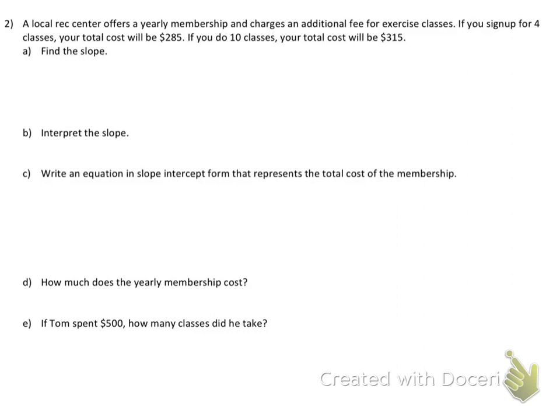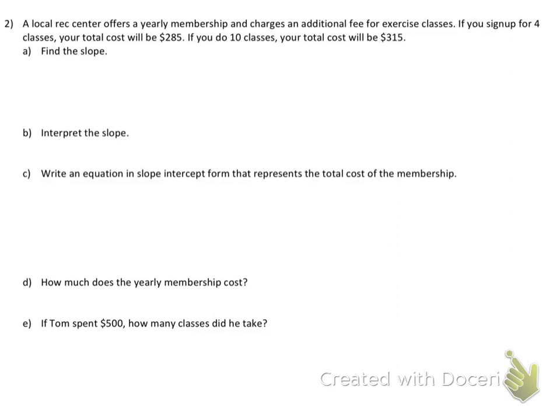A local rec center offers a yearly membership and charges an additional fee for exercise classes. If you sign up for 4 classes, your total cost is $285. If you do 10 classes, your total cost will be $315. So just at first glance, we don't know what the slope is. We don't know what the cost per class is. We also don't know what the yearly membership is, just to join.